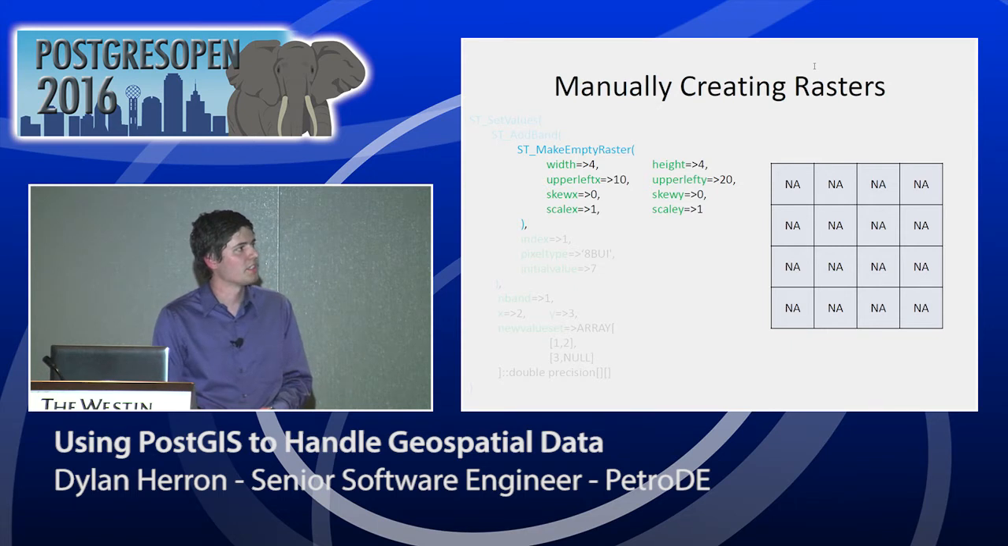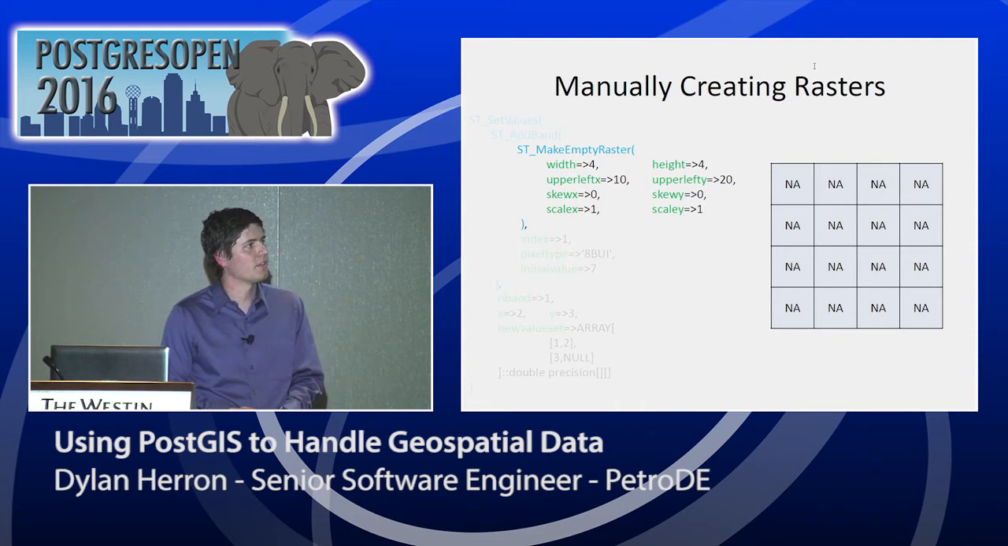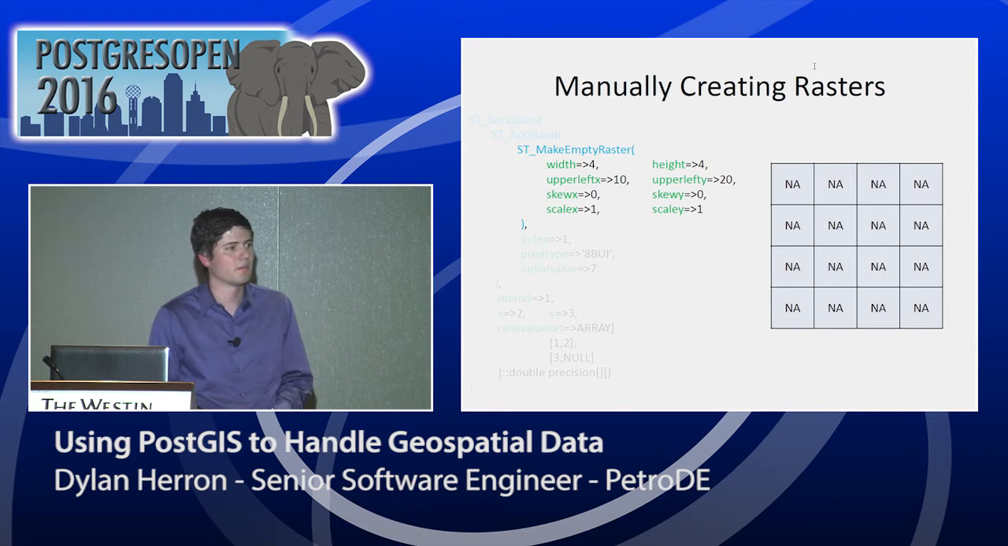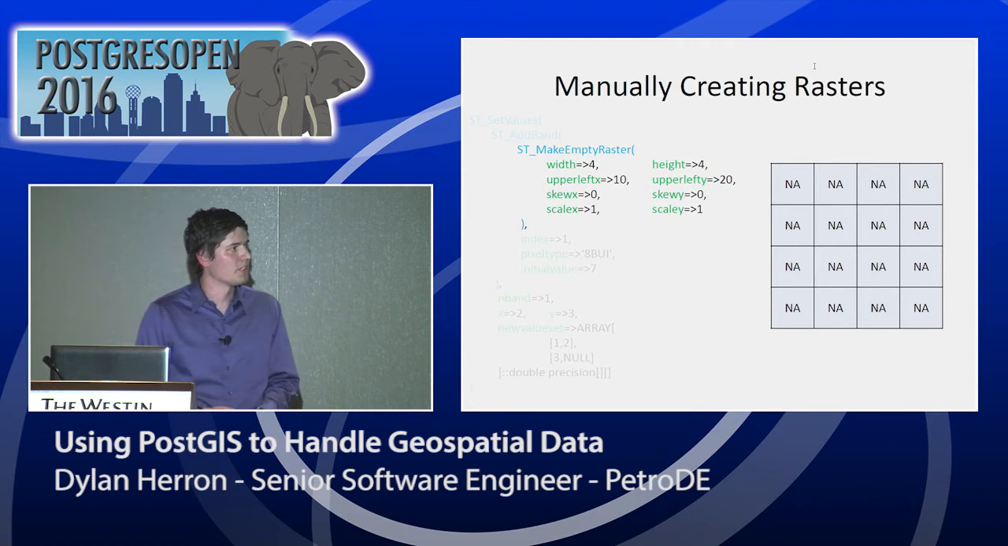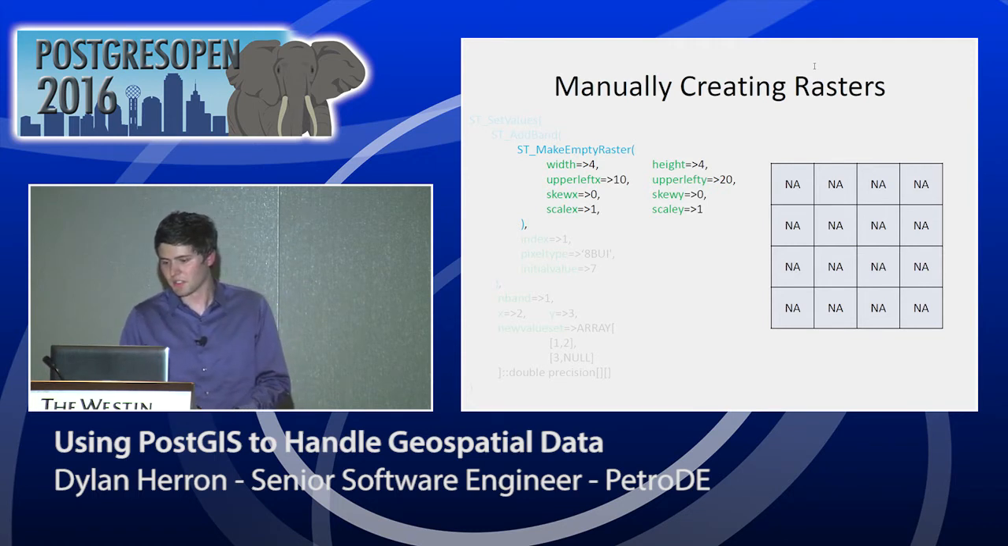In this example, I have a 4x4 rectangle that I want to place on the Earth. The way I do that is by specifying the width and the height, but then also an upper left coordinate, which will tell PostGIS where this is on the Earth. And then you can also adjust the scale and other values, as we'll see in a little bit why that's important.